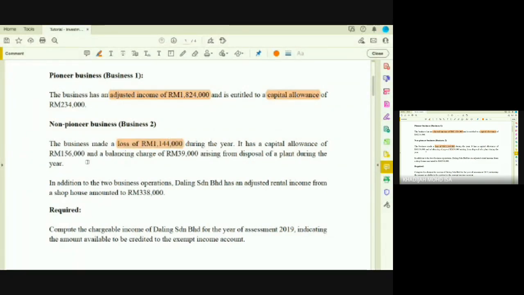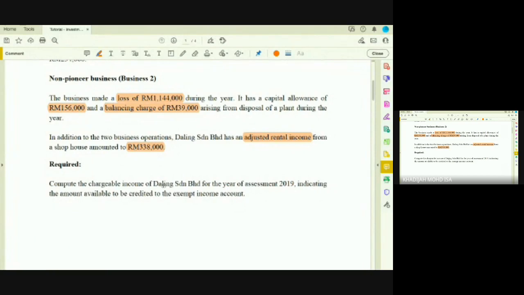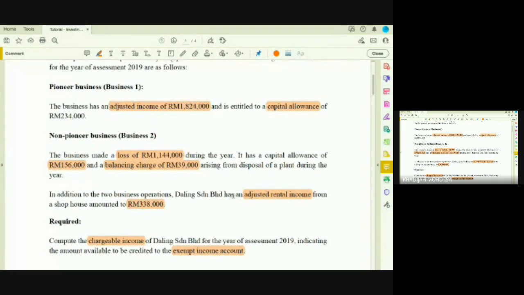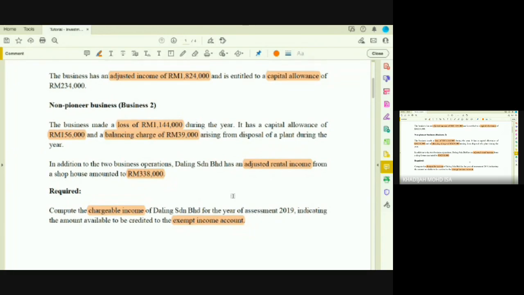And then you have a capital allowance of 156,000. You also have a balancing charge of 39,000. In addition to that, you also have adjusted rental income from a shophouse that amounted to 338. Required: compute the chargeable income of Darling Sedia Berhad for YA 2019, indicating the amount available to be credited to the exempt income account. So you're required to do 2 things: one is to compute the chargeable income, and the other is to show how much is credited into your exempt income account.